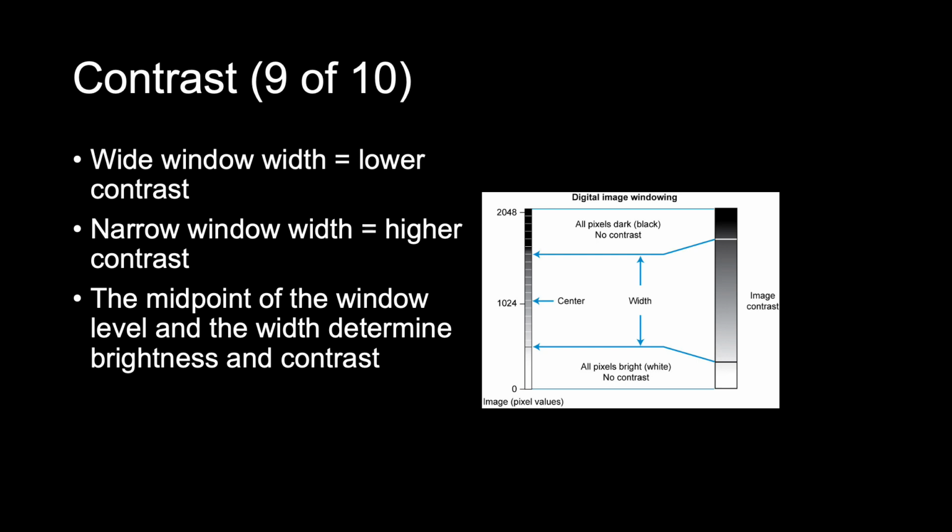The center or midpoint of the window level and window width determines the brightness and the contrast of the displayed image. In this figure here, the level or center of the window and the window width changes the visual display of the digital image.